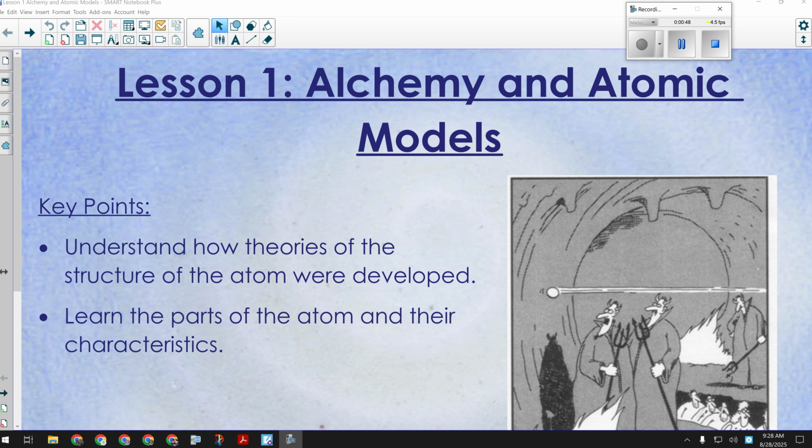So for this particular lesson, we're going to look at how the theories of the structure of the atom were developed. You're going to need to know a couple of names of people, but more we want to know about the process. Why did you think the atom looked like this, and then we thought it looked like that, and then something else and something else. And obviously learn the parts of the atom and their characteristics. That part's probably going to be reviewed. You probably already know about protons, neutrons, and electrons, and their charges, and all of that stuff.